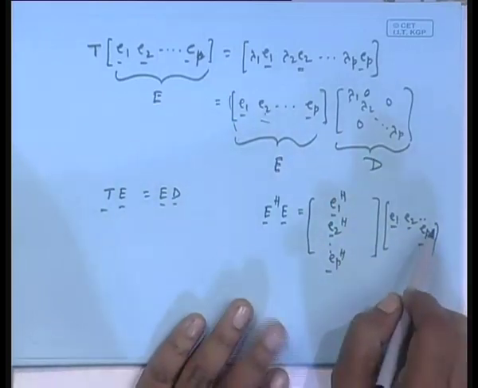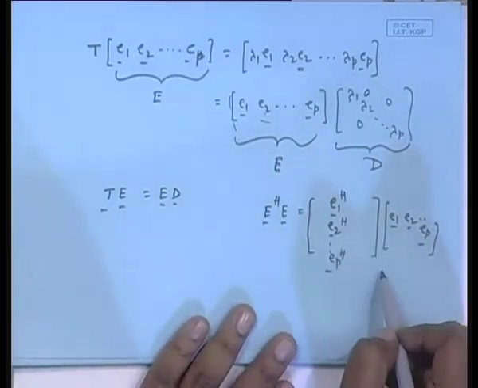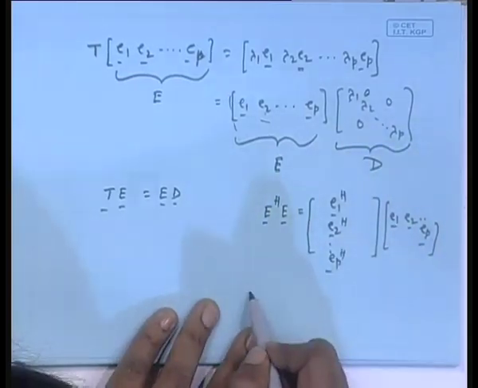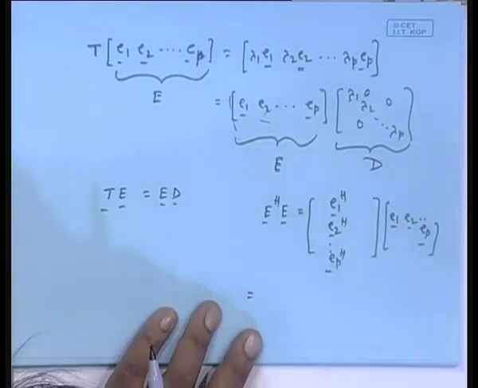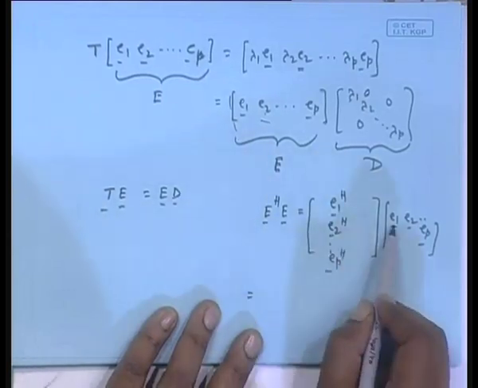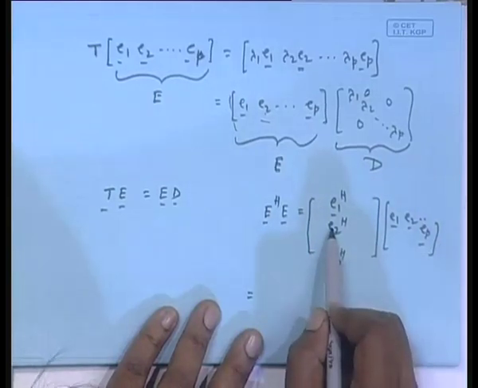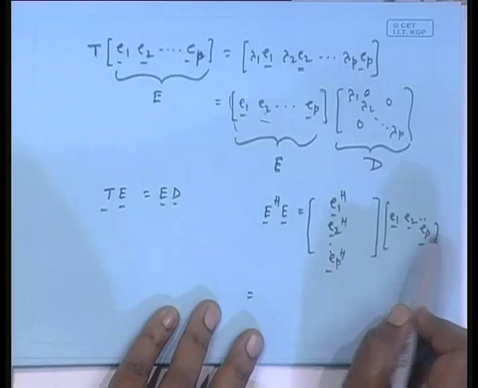Now, if you do the product, row vector, column vector, row vector, column vector, what do you see here? It will be a diagonal matrix. E1 Hermitian with E1 is non-zero, E1 Hermitian with E2 to EP is 0. Similarly, E2 Hermitian with E1 is 0, with E2 non-zero, but others 0. So, it will be a diagonal matrix.